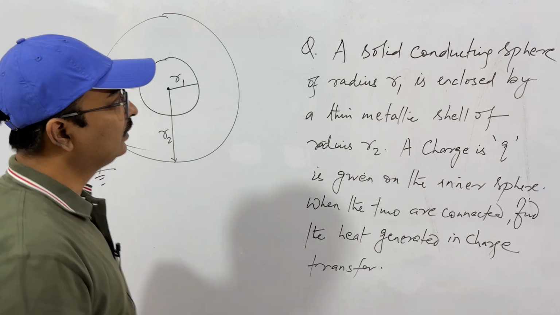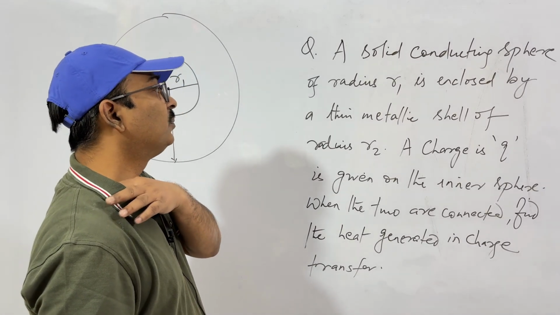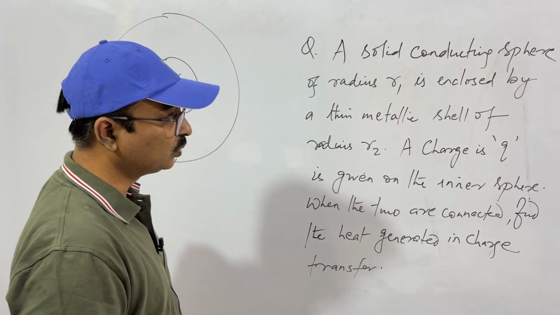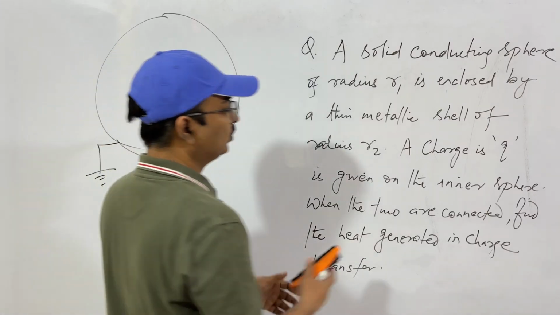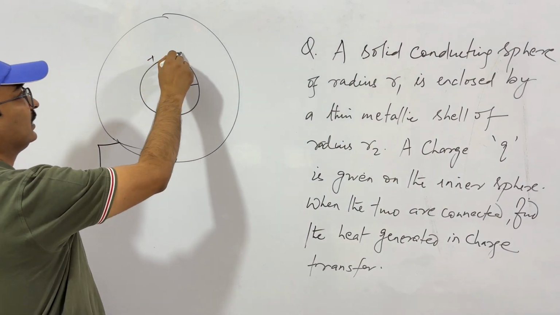See this question. It says a solid conducting sphere of radius r1 is enclosed by a thin metallic shell of radius r2. A charge q is given on the inner sphere. On this we have a charge q.